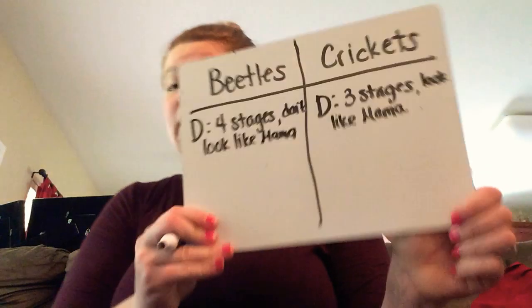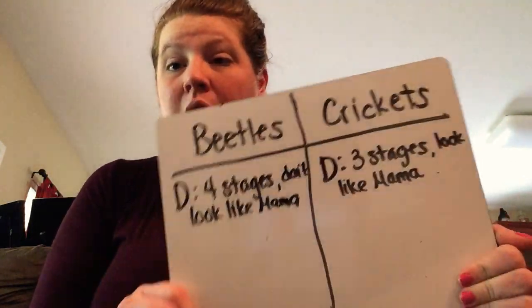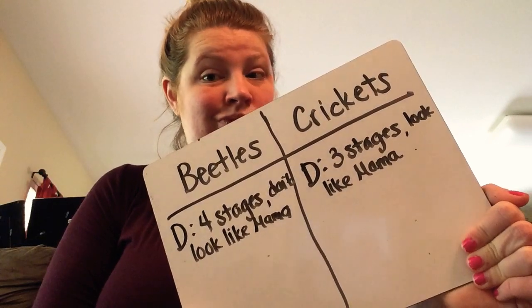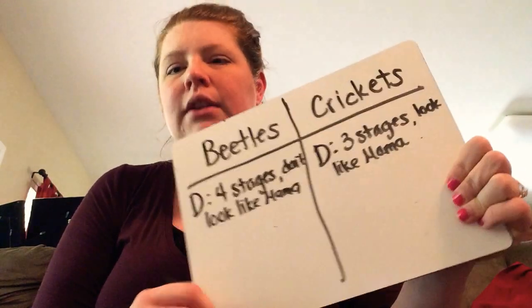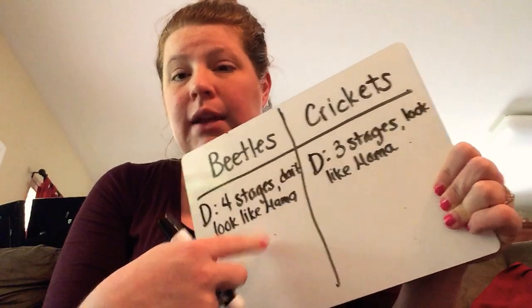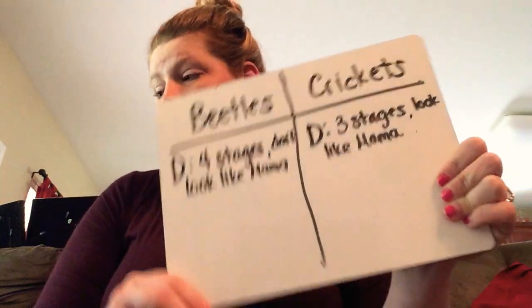Okay, so far between the two, can you figure out which one goes through complete and which one goes through incomplete? Right, crickets, incomplete, beetles, complete. So the same things we learned last week are the exact same differences between these two. All right, there's one more. And yep, you guessed it. Beetles go through a major change, and crickets go through a minor change.